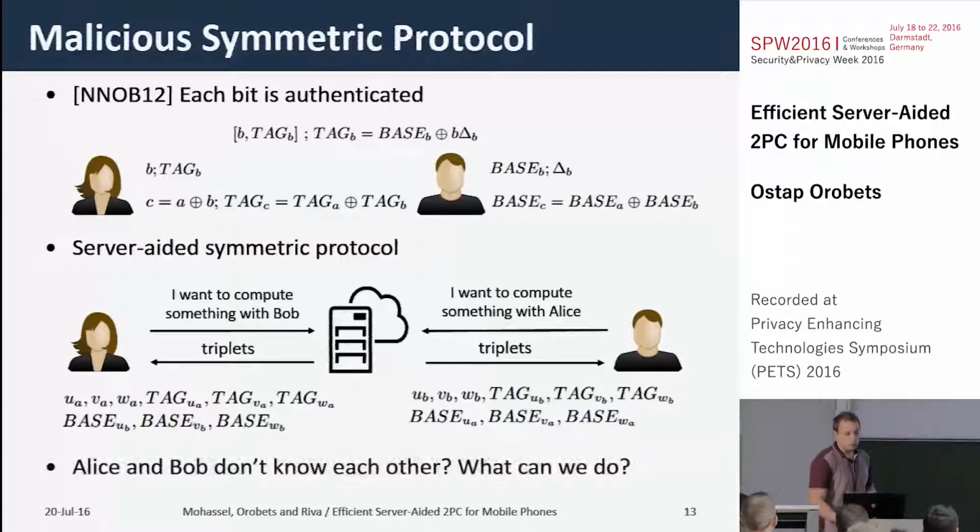But the problem is, what if Alice and Bob do not know each other in advance? What do we do about it? A naive idea would be, when Alice comes and asks the token server about those triplets, he can generate for Alice and for Bob and store Bob's until Bob comes. But it requires extra storage, and we don't want that. We want to do something in a more efficient way.